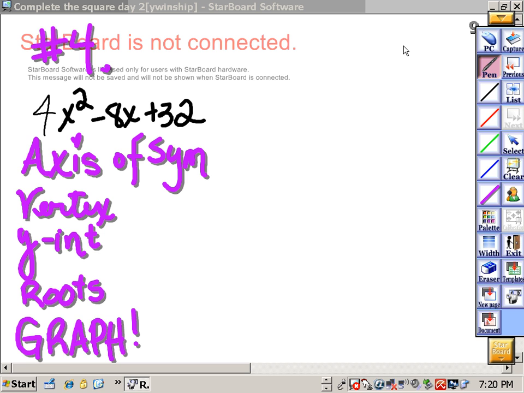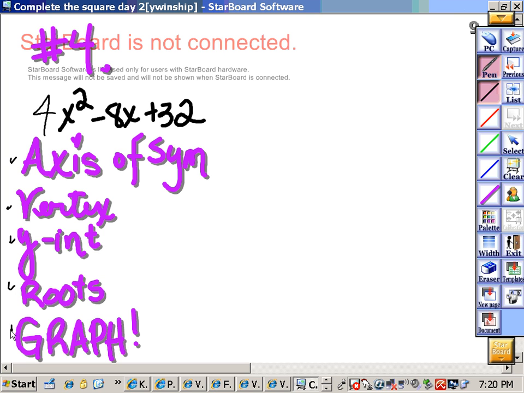Moving on to our last problem, I want you to try really hard on this problem, all right? Write down the 4x squared minus 8x plus 32. I need to find all of these pieces of information, and then I'm going to graph it.